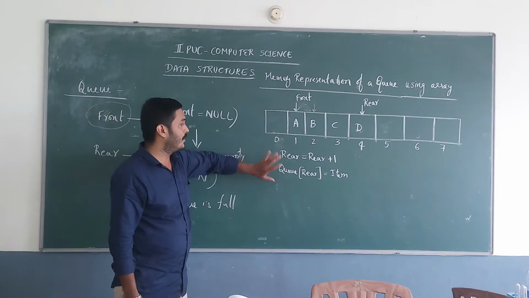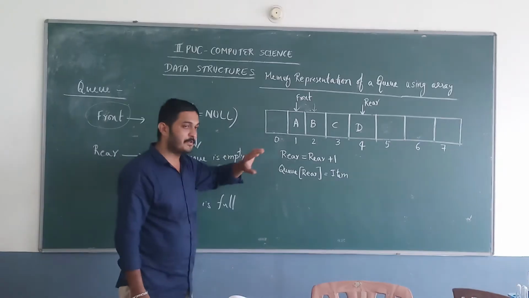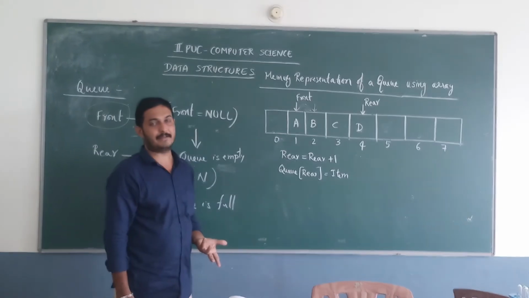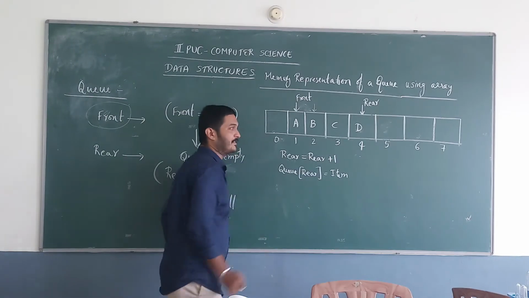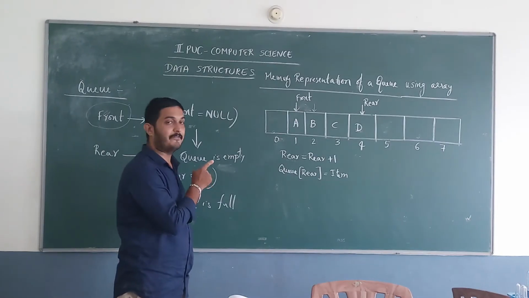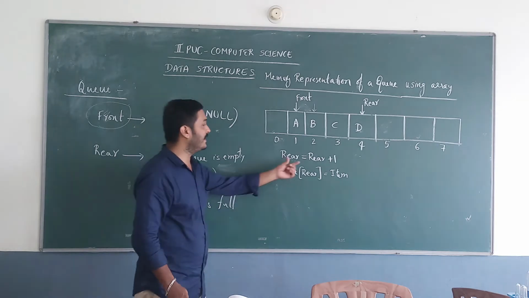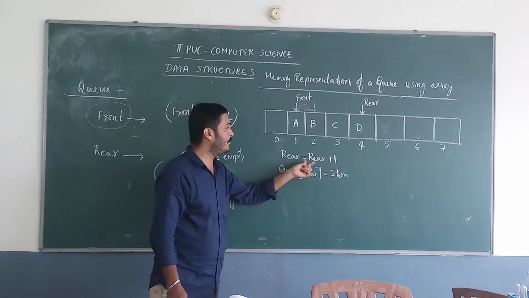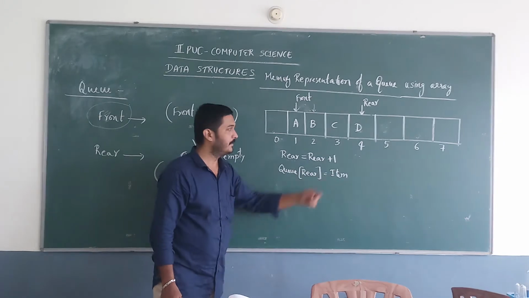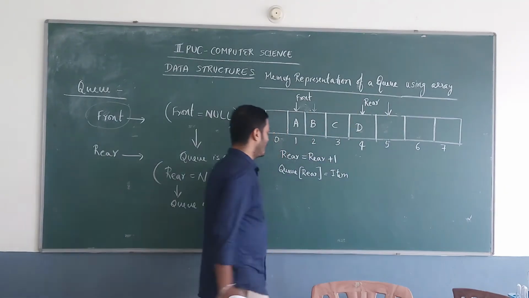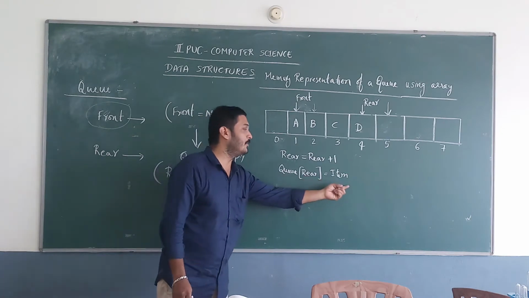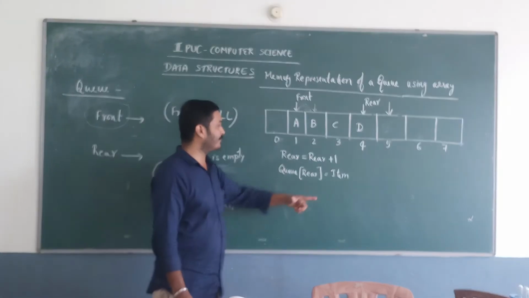And here, how to insert? Q insertion. The first thing is, suppose you want to insert a new element into a Q, what happens is rear equals rear plus 1. That means this particular variable rear will be incremented by 1. Rear equals rear plus 1. So rear will be pointing to this location. And Q of rear equals item.